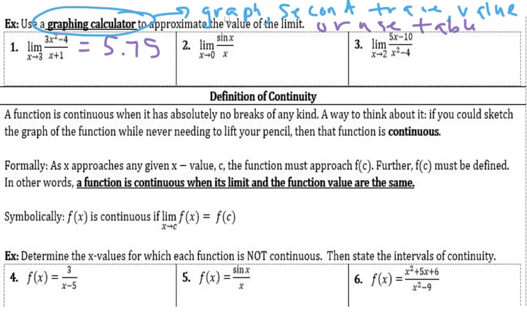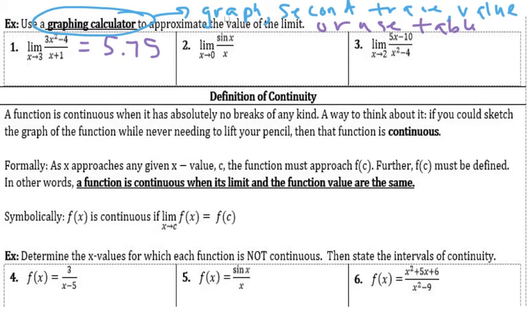So again, two ways to really think about or see the behavior of the graph is to either graph it, use second trace value and look at that specific value, and then use the arrows to see what's happening before and after. The other option is to use the table, which you can get to by hitting second graph, and that will get you into a table where you can plug in values.